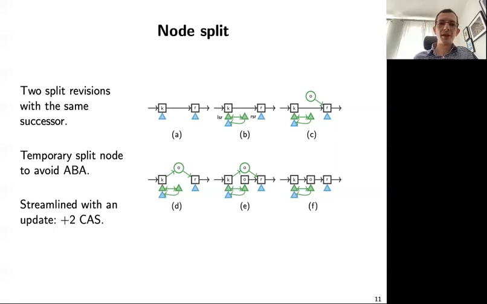With the temporary split node, the ABA problem is still possible, but we can recover from it by checking whether the version number in the split revisions is the final one, and consequently, whether the split operation has been completed.